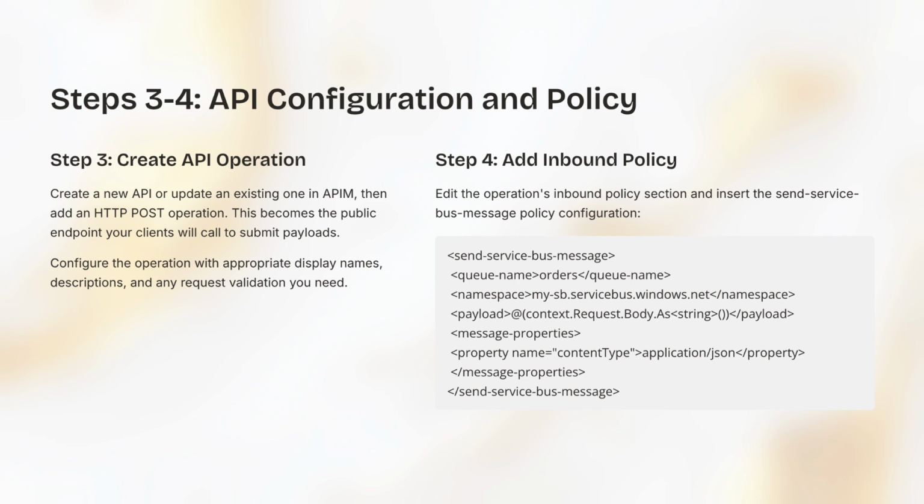Payload can be any expression. You can build JSON, wrap properties, or use a base64 body if you prefer. You can add any message properties under message properties to help downstream consumers route or filter messages.